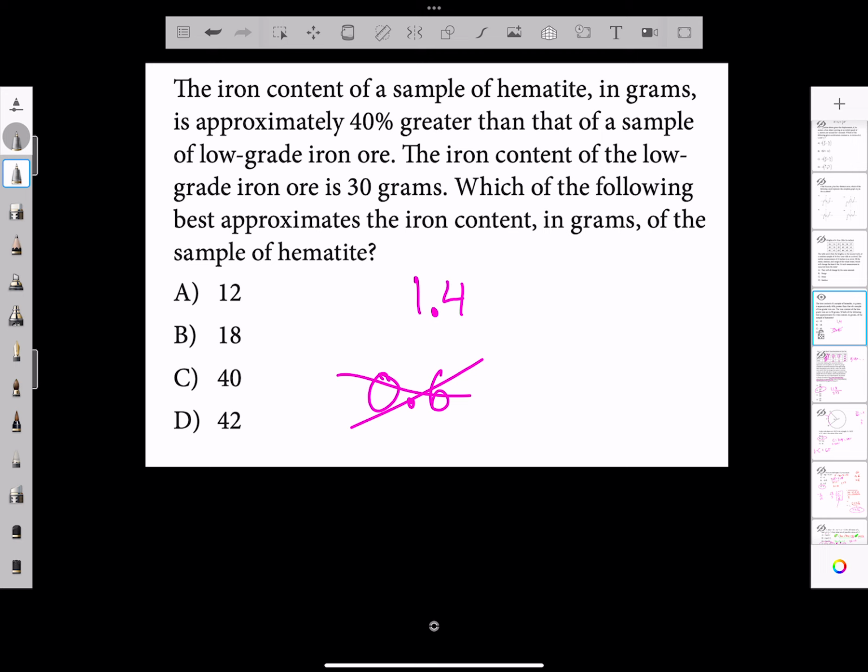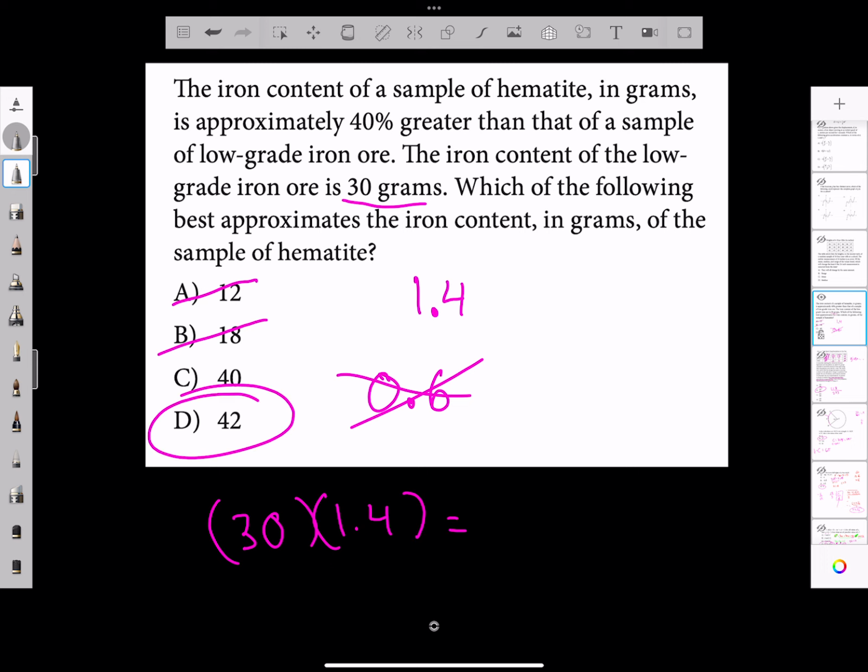So first off, we know the low-grade iron is 30 grams, and the hematite is 40% greater. So our answer should definitely be greater than 30. So we can cross those off. So the iron content of the low-grade iron ore is 30 grams. So we'll increase that by 40%, and we'll get our answer.